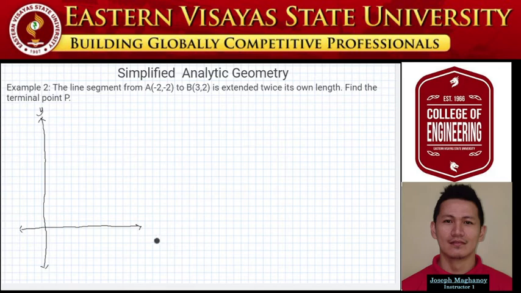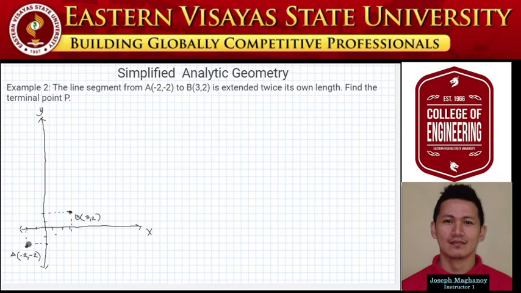So with y-axis, x-axis. So our first point is -2 and 2. So -2, 1, 2, and -2. So we have point A, -2 and -2. And for our second point, it is B. B, 1, 2, 3, and 2, 1, 2. So these are point B, 3 and 2. So other data from our problem is extended twice its own length.